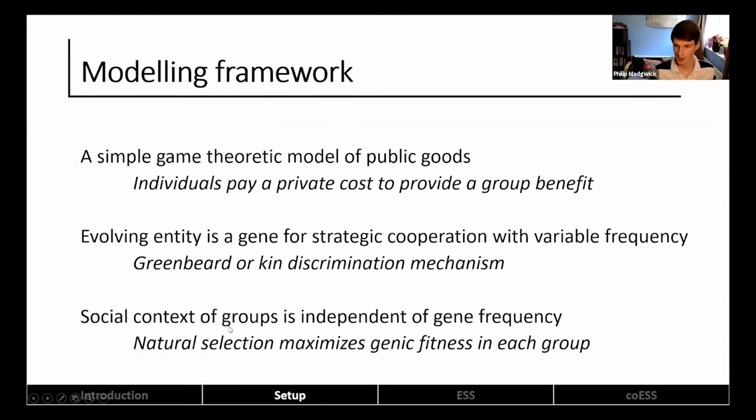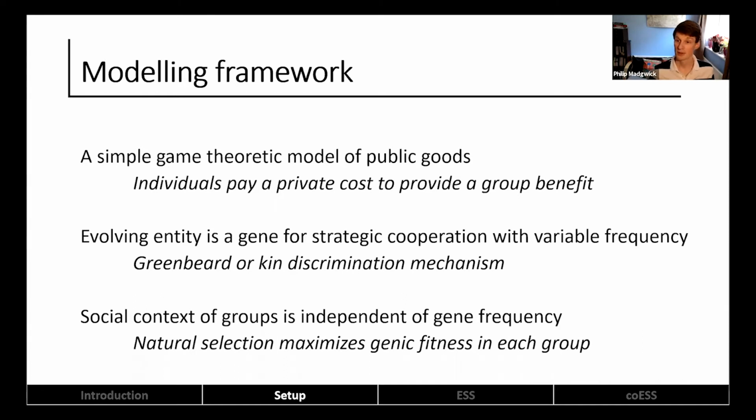So in this paper that I'm presenting, we look at a very simple model of group beneficial behaviour using public goods, which are a general class of game theoretic models where individuals pay a cost to deliver a group benefit. To model this situation as simply and generally as possible, we focus on the selection of a gene for strategic cooperation that is found at variable frequencies within a group. And this is because the gene that modulates its strategy based on its frequency in the group is going to be some kind of greenbeard or kin discrimination mechanism.